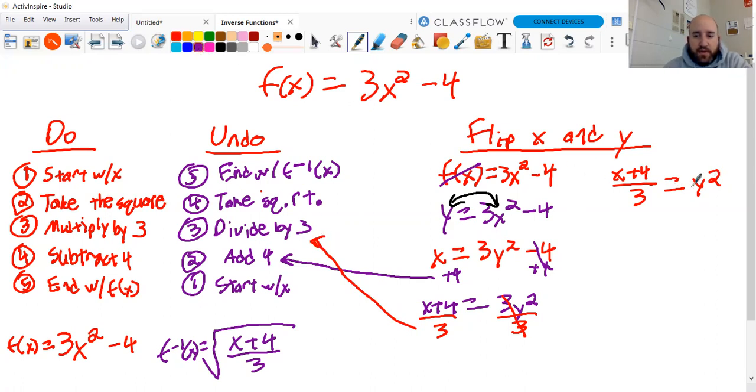So now, to get rid of the square, I take the square root. It cancels here, leaves me with y. And I square root everything over there. So the square root of x plus 4 divided by 3 is equal to y.